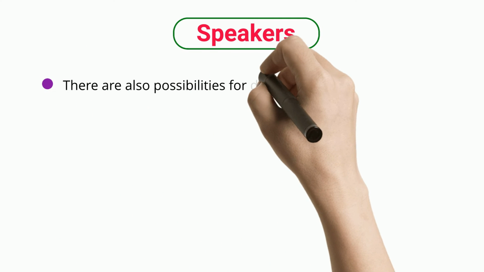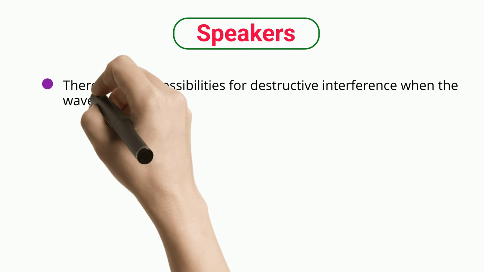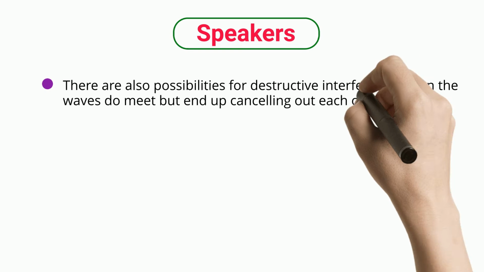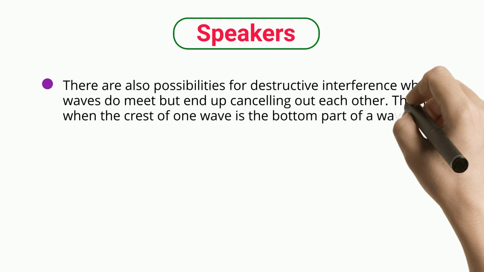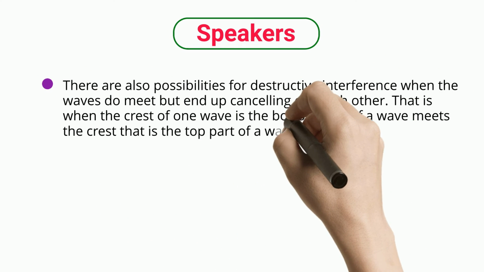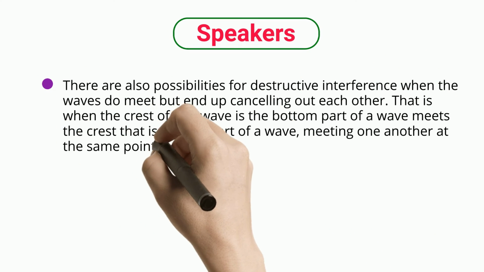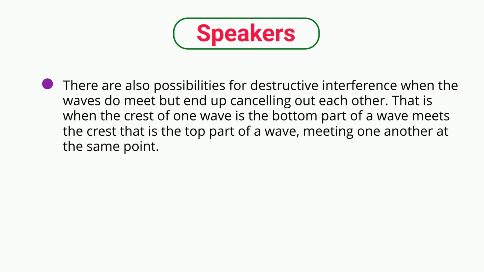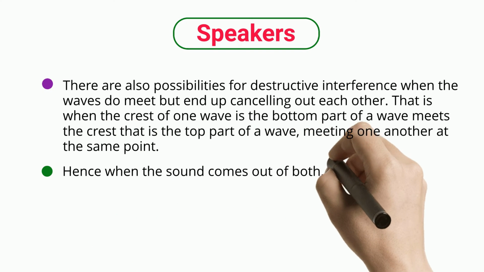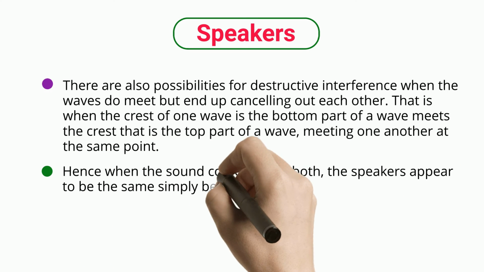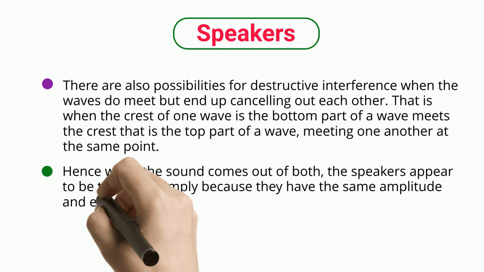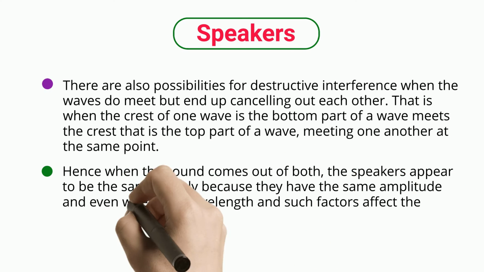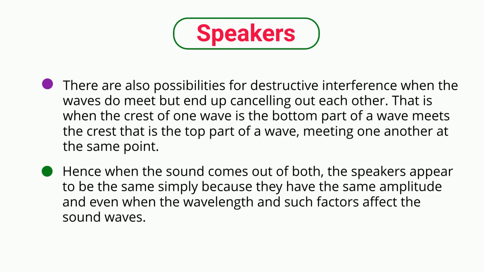There are also possibilities for destructive interference when the waves do meet, but end up canceling out each other. That is when the bottom part of one wave meets the crest, the top part of another wave, meeting one another at the same point. Hence, when the sound comes out of both speakers, it appears to be the same simply because they have the same amplitude, even when the wavelength and such factors affect the sound waves.